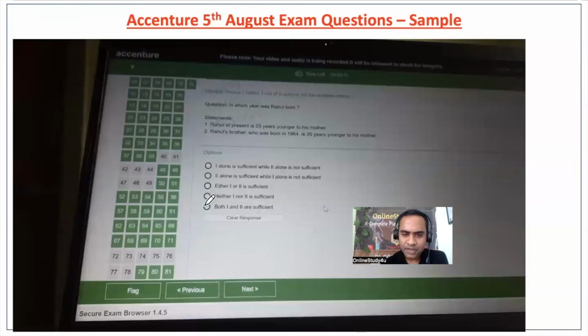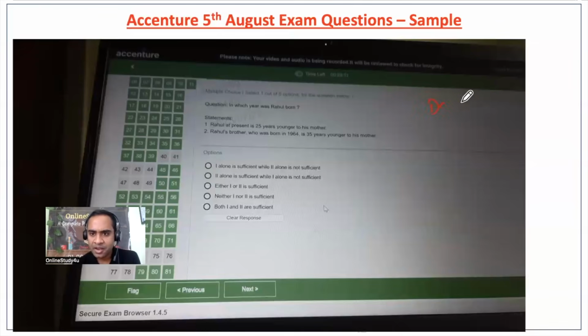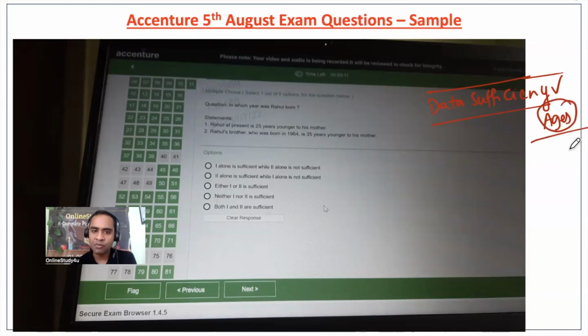Then this is a data sufficiency question. So friends, many of you were telling, sir, aptitude is not there in Accenture. So I had told you aptitude is there in Accenture, but in the form of data sufficiency. Okay. So this you can see, these are problems on ages, right? So these are problems on ages. And now this has been asked in the form of data sufficiency.